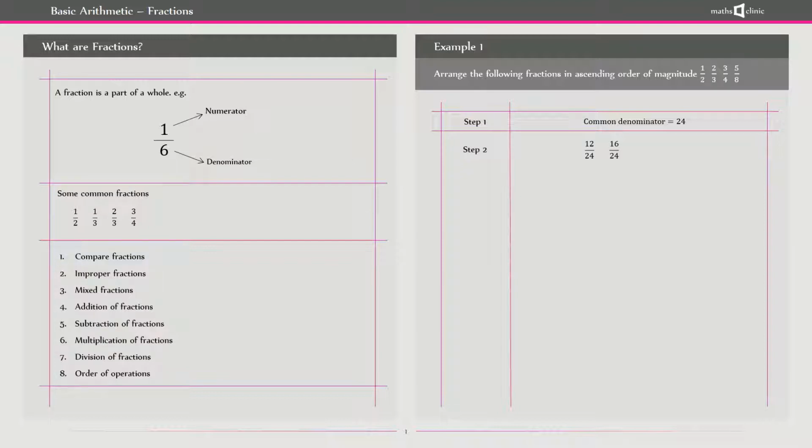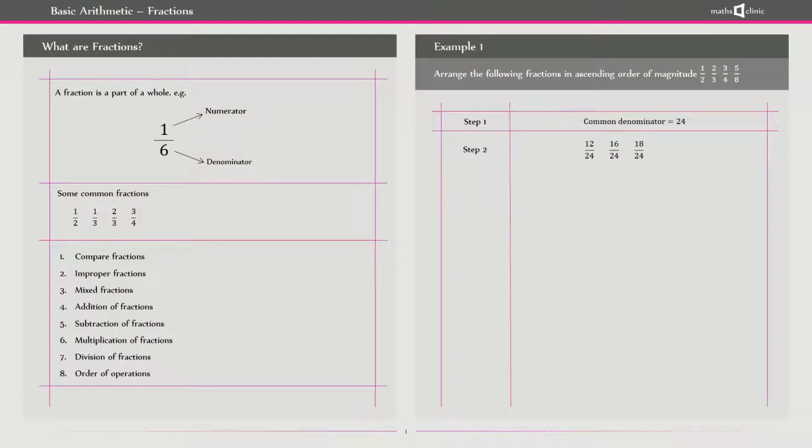Okay, let's do it for 3 over 4. Now we have 3 over 4 and want to express this as a fraction with a denominator 24, and I tell you in this case you multiply with 6. Okay, because when you multiply 4 by 6, you'd have 24, and you do the exact same thing to the numerator. You also multiply the numerator by 6, and you have 18 over 24.